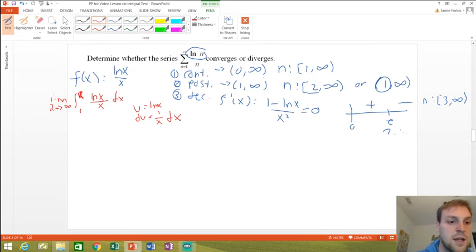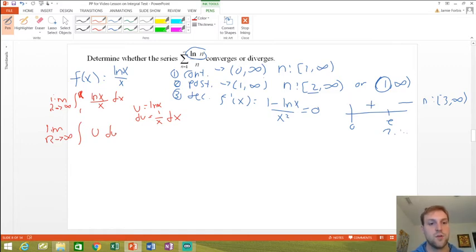I can write that out: the limit as r approaches infinity of the integral of u du. And something I didn't do last example that I want to do in this example is use u-bounds. So instead of 1 and r, I'll say ln of 1 and ln of r.